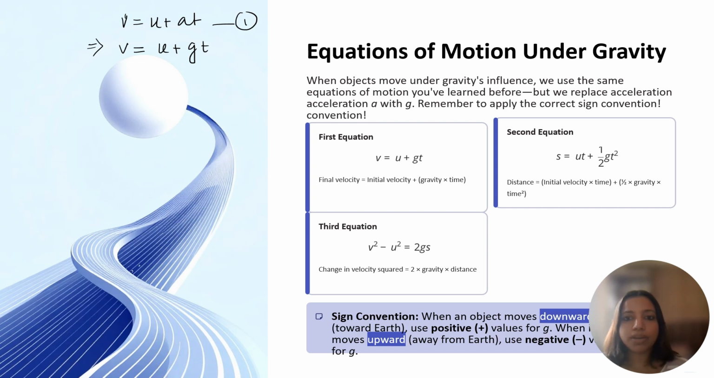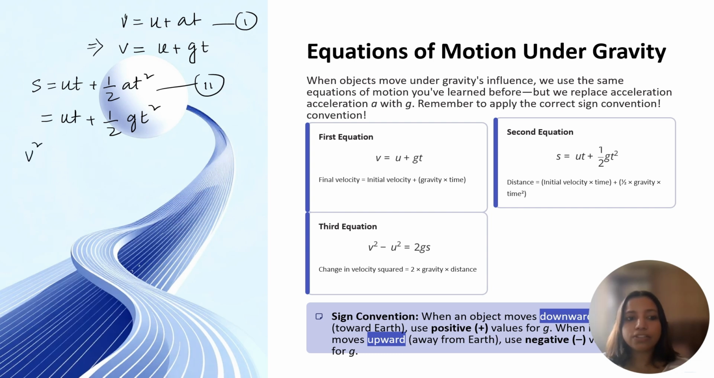So this is our equation of motion under gravity. The second equation of motion is, we know that s is equal to ut plus half at square. So same here also, you have to just replace that a by g. So we're going to get ut plus half gt square. And the third equation is that v square minus u square is equal to 2as. This is our third equation of motion. So here also we are going to use g here. So v square minus u square is equal to 2gs.